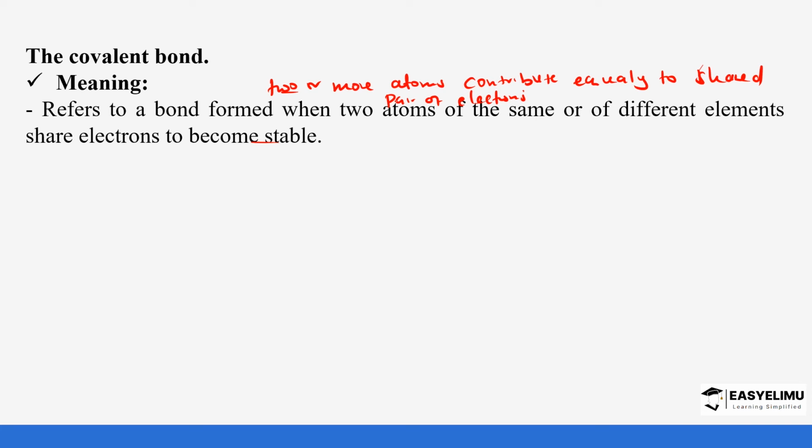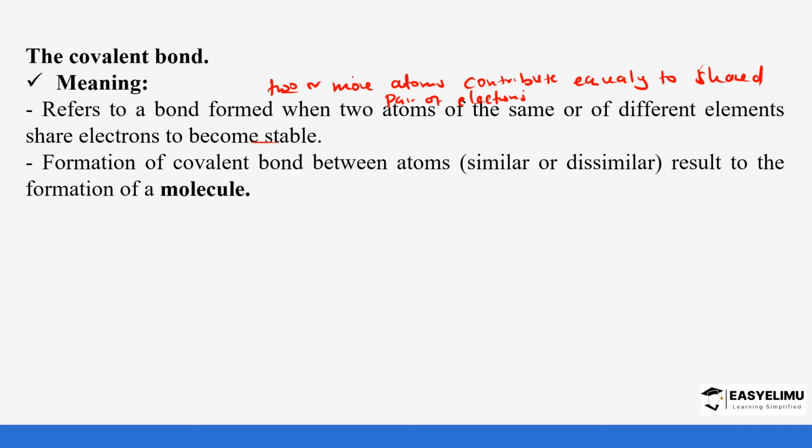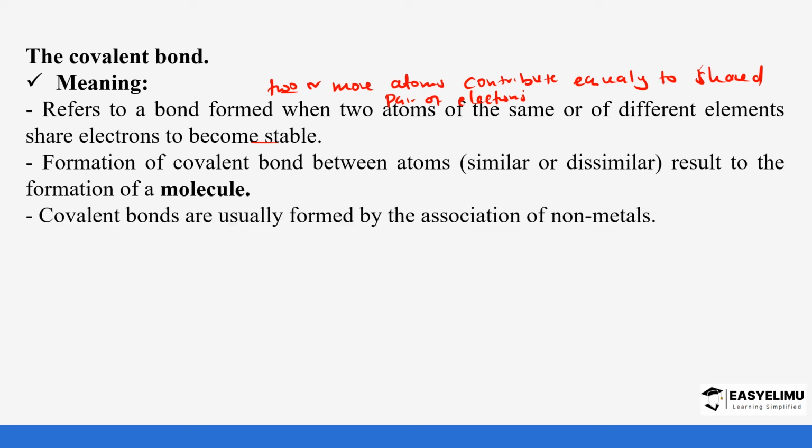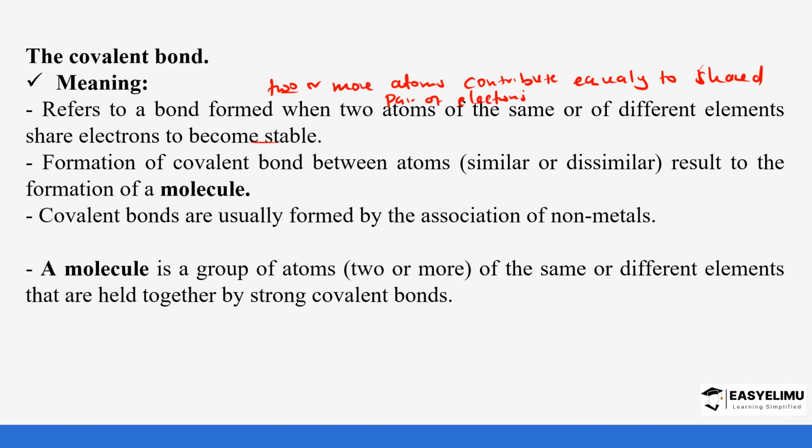We are going to present this in dot and cross structures, using the Lewis dot and cross and this other normal dot and cross structure. Covalent bonds usually lead to the formation of a molecule. These molecules can be similar or different, and they're usually formed basically from nonmetals. So a molecule is a group of atoms of the same or different elements held together by strong covalent bonds.